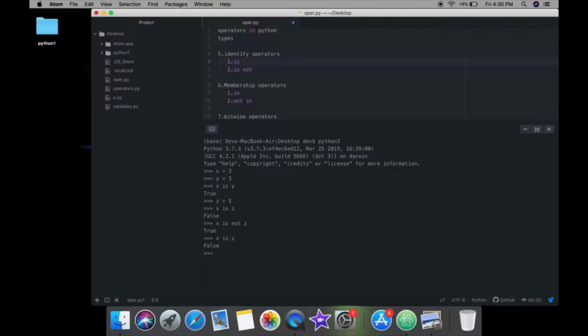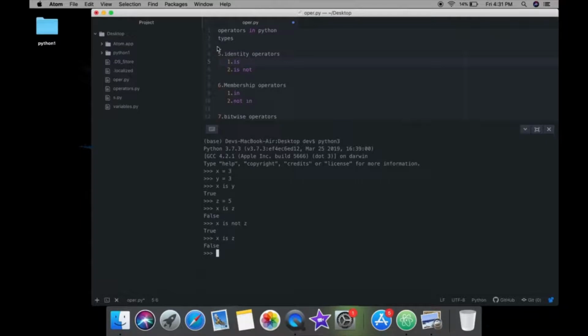So this is the is and is not operator. They are simple: they check whether the things are equal or not. If they are equal, it will provide true. And in the case of is not, if they are not equal, then it will provide true. So this is about the identity operators here.